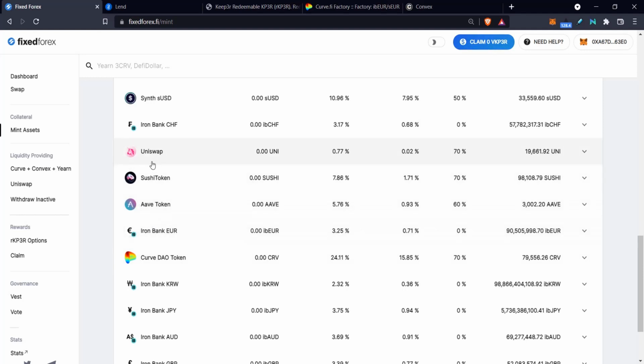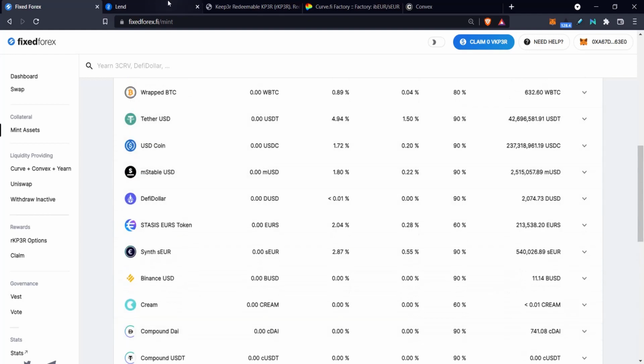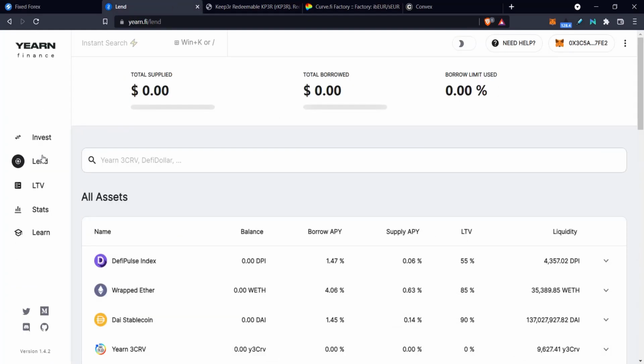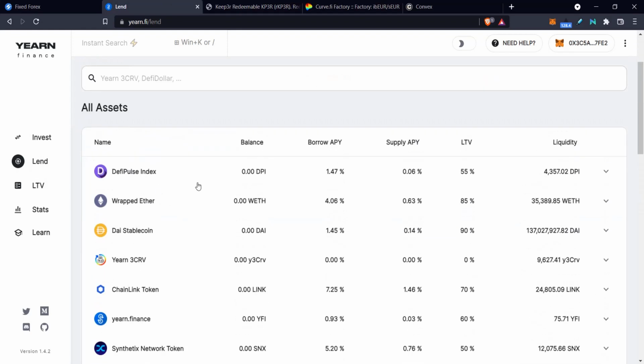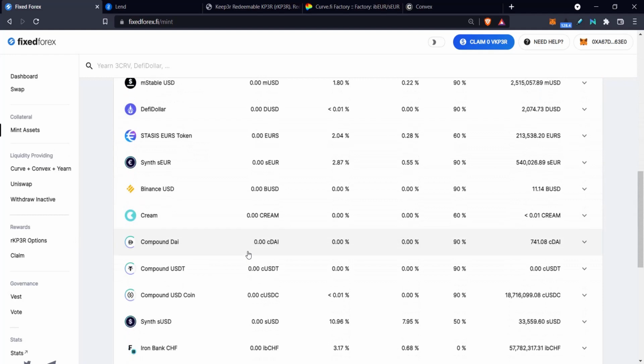Because you're borrowing them against your cryptocurrencies and they're released from here, you are basically backing them with your other cryptocurrencies. Now, this pool of liquidity is the same pool of liquidity on Yearn Finance or the Iron Bank. If you come through here and look at DeFi Pulse Index, it's the same pool of liquidity, the same system. It's just an alternative way to do it all in one place.